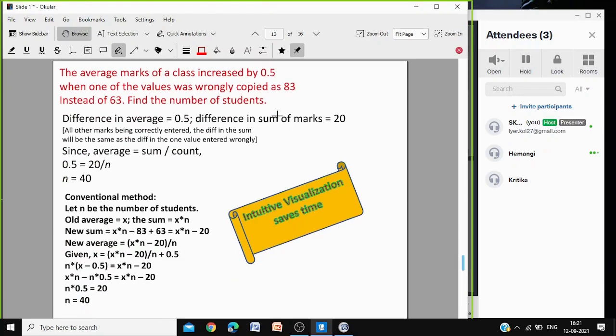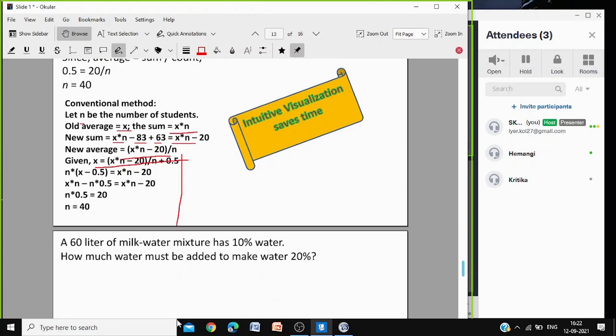Okay. Now this is the normal method. If you are doing it by the normal method, you will say n is the number of students. Then the old average is x, number of students is n, so the total will be x into n. Now the new total will be x into n minus 83. Remove what is wrongly copied and then add what is correctly copied, then you will get the new sum. And this will be the new average. Then you will say the old average minus new average equal to 0.5 and then you will calculate it. This is the traditional method.